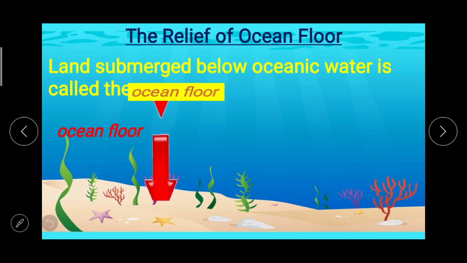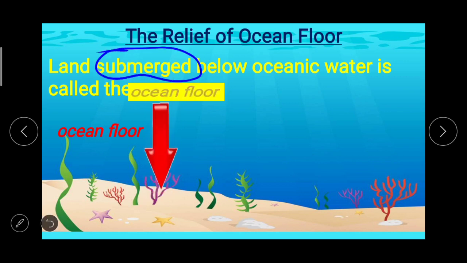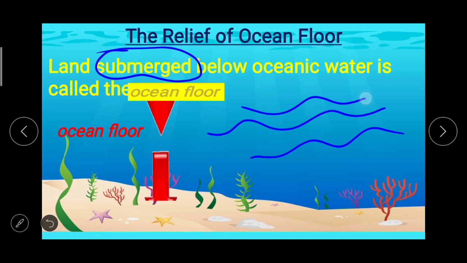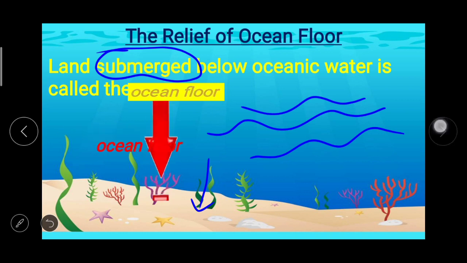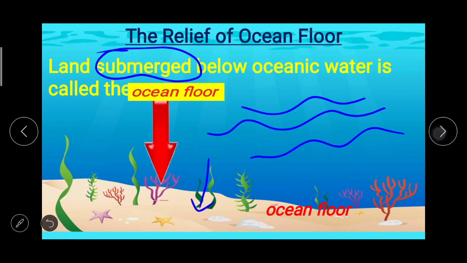So, the very first thing in this is the relief of ocean floor. The land submerged below oceanic water is called the ocean floor. Again I am repeating, land submerged below oceanic water is called the ocean floor. Here now you can see water, oceanic water, and here the land which we call as ocean floor.